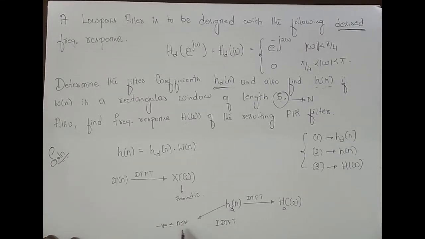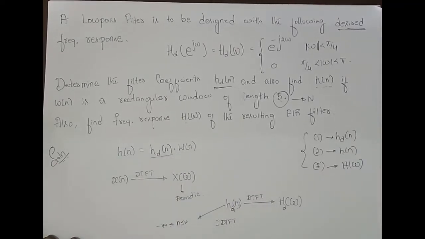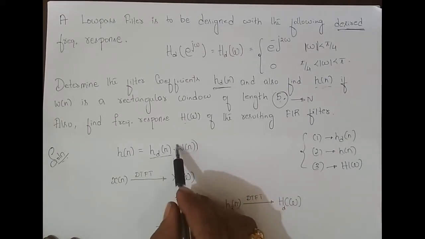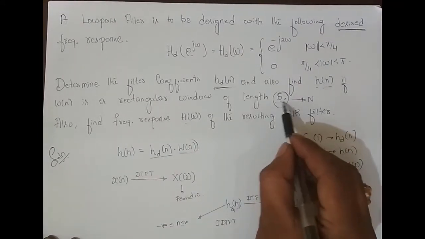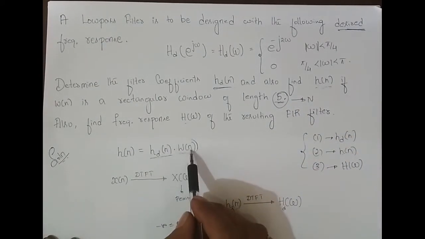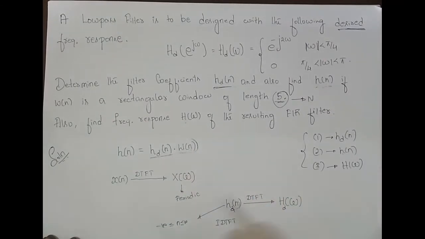I make it finite by multiplying this HD of n, which is infinite in length, with a window function which is finite in length, depending upon what order he has given. In our case it is 5. So if I multiply this window function of order length 5 with the impulse response HD of n, I end up with h of n.